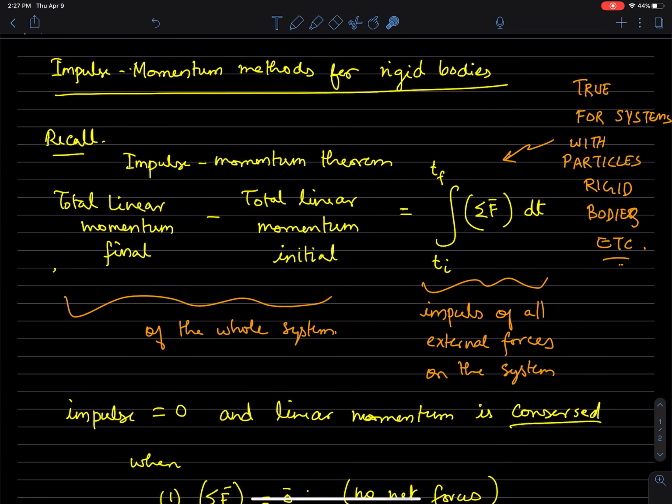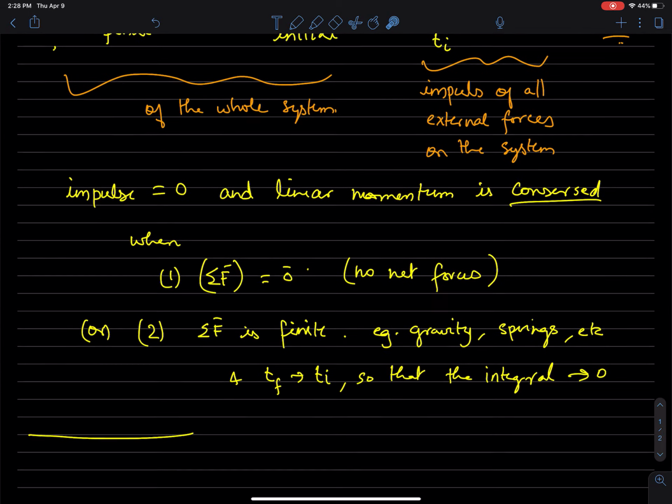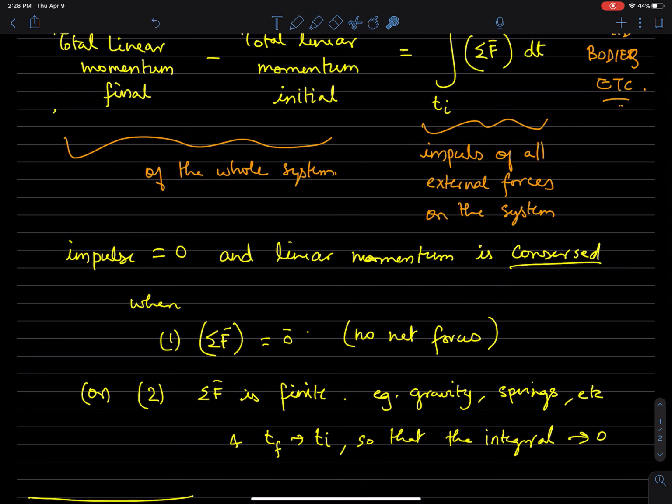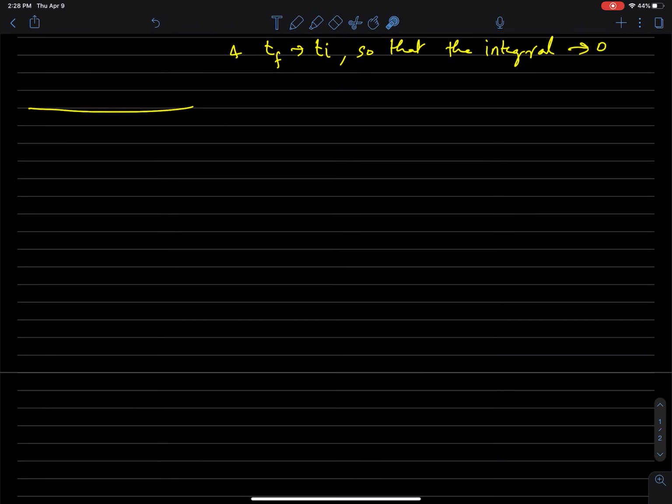Okay, so that's the impulse momentum relationship. I said recall because this is the relationship that we wrote down for systems with particles, but it turns out that the same equation applies for systems with rigid bodies or systems with deformable objects, including solids, liquids, and gases. Basically, it remains the same for rigid bodies, but the only difference is linear momentum for a rigid body. What is it equal to?